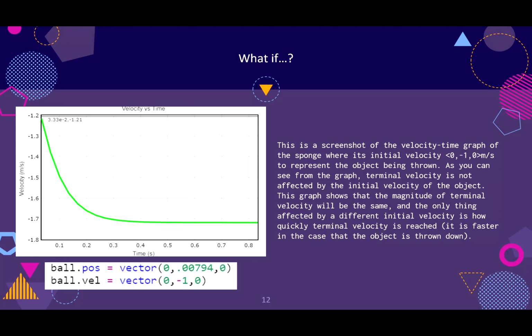This is a screenshot of the velocity time graph of the sponge where its initial velocity is <0, -1, 0> meters per second to represent the object being thrown. As you can see from the graph, the terminal velocity is not affected by initial velocity of the object. The graph shows that the magnitude of terminal velocity will be the same, and the only thing affected by a different initial velocity is how quickly terminal velocity is reached. It's faster in the case where the object is thrown down.